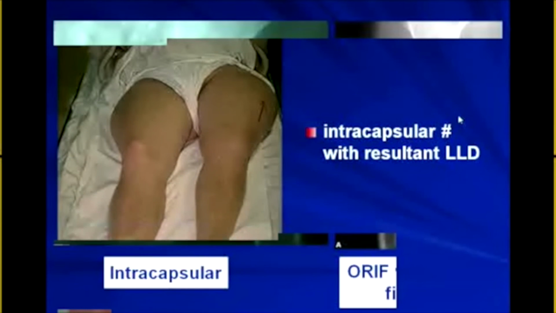Intracapsular fracture, so you can see this is unreduced at this point in time. You can see the shortening, the hip is flexed and externally rotated. There's actually an overlap of the bone. Could you recognize this?